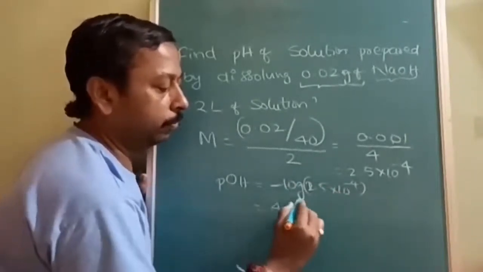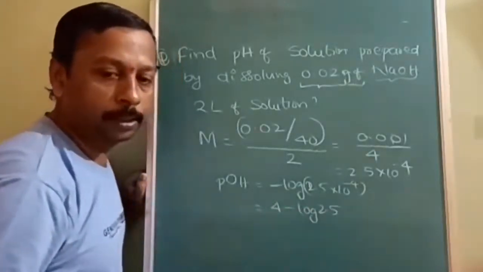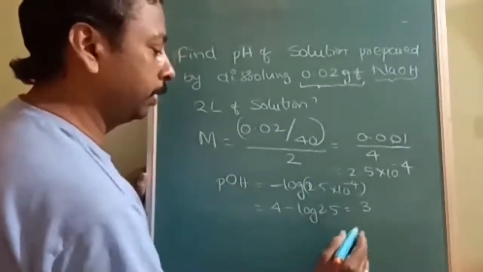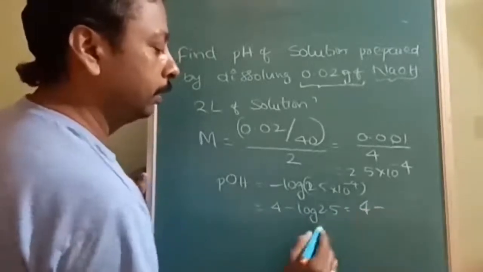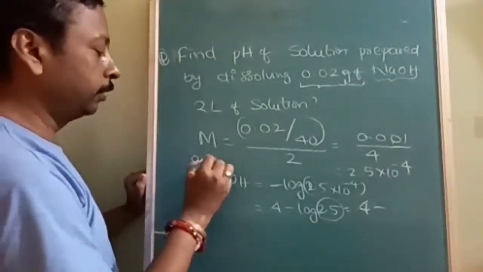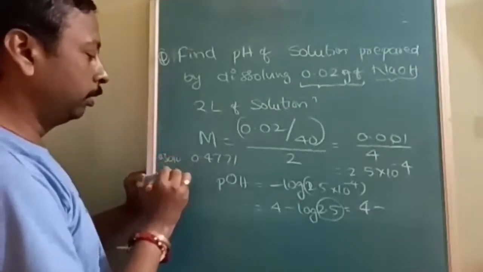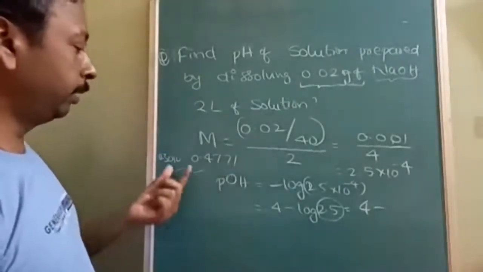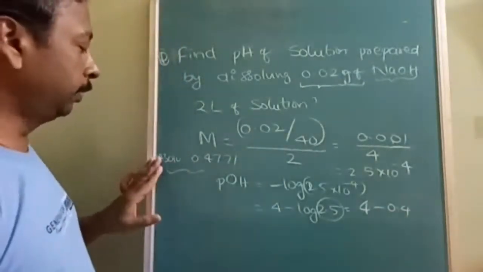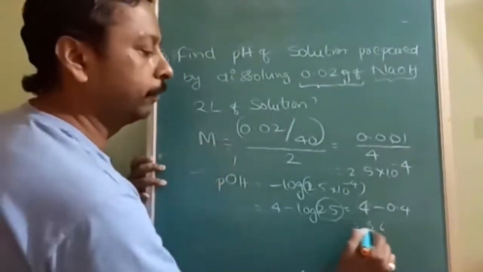Okay. So 4 minus log 2.5. 4 minus how much is it? Log 2.5. Okay. So this is going to be 4 minus. See here, log 2.5 is there. Log 3 is 0.4771. Is it correct? Log 2 is 0.3010. So this value is going to be somewhere in between. So I am taking roughly 0.4. Okay. I am taking how much? Roughly 0.4.